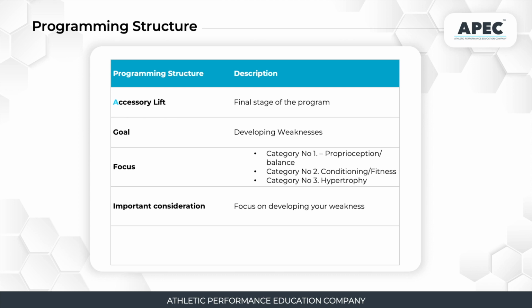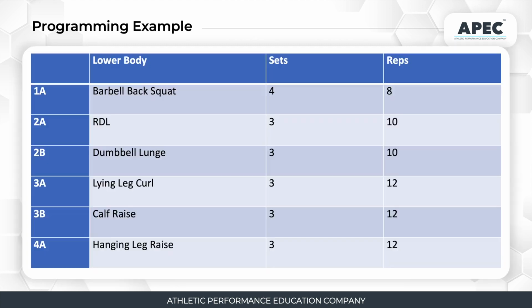Or perhaps proprioception in the upper body or lower body is an issue, balance is an issue. This is a great time to do a little bit of core work or bring in some different proprioceptive exercises to help strengthen that weakness within the individual. Really important consideration: when you're working with individuals, think about what their weaknesses are and how you are going to improve those weaknesses for the person you're programming for.